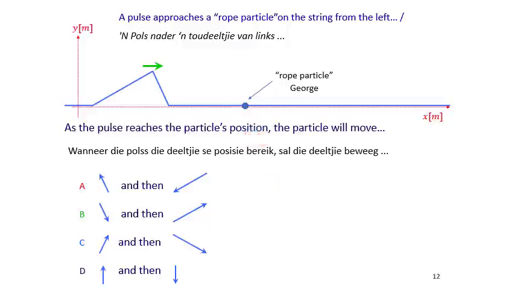And welcome back. So you were looking for D. We're going to have a look at this in more detail now, but it's very important to realize that even though this pulse is moving to the right, the rope particles simply move up and down.